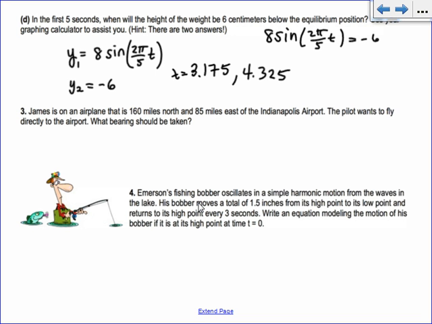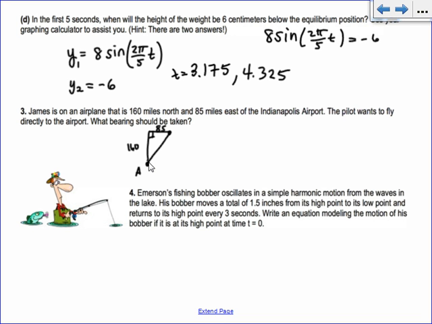All right, next one. So James is on an airplane that is 160 miles north and 85 miles east of the Indianapolis airport. Okay, so let's have the airport be here. And he is north 160 and east 85. He's in an airplane. Yeah, please don't ride on top of the plane yet.